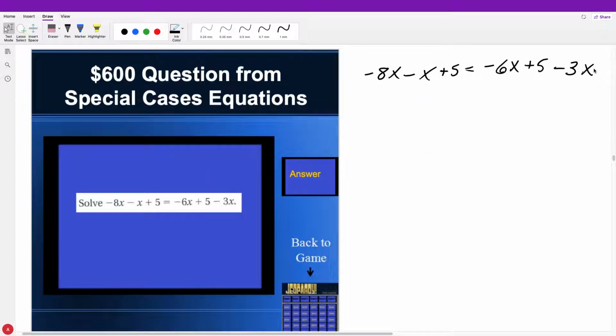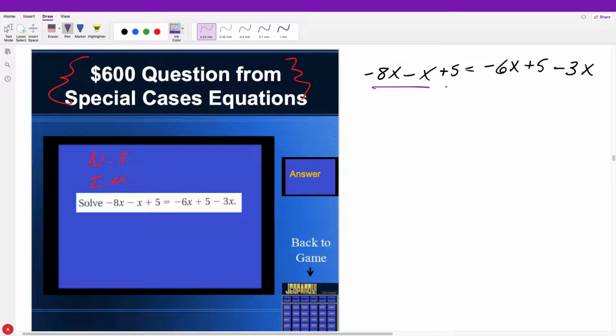All right, from here, the questions let you know that it was going to be a special case. On your test, it won't. But when you're told it's a special case, we know it's either going to be no solution or infinitely many. So let's go ahead and solve this question. First thing we do is look to see, can we simplify?